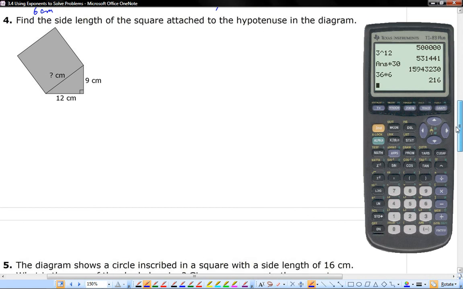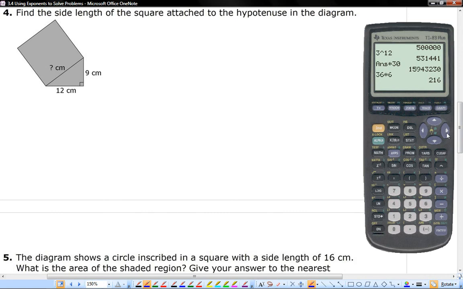Next, question number 4, find the side length of the square attached to the hypotenuse in the diagram. Well, here we have a right triangle, and so we are looking at using the Pythagorean relation. In the Pythagorean relationship, we know that a squared plus b squared is equal to c squared, where c is the length of the hypotenuse. So I know that that is the hypotenuse because it's the one that's opposite to the right angle, and it's also the longest side in this triangle.